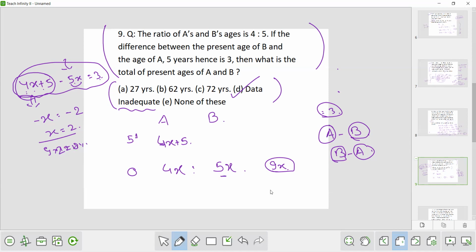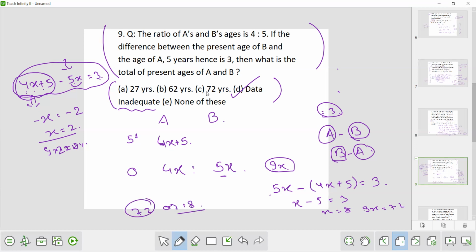if B at present is 5x, we know, and B at present is older than A after 5 years. So you will subtract 4x plus 5 from this. This is 3. So 5x minus 4x, x minus 5 equals 3, x will be 8. So from here you got x. So what is 9x? 9x is 72. So either answer is 72 or 18.